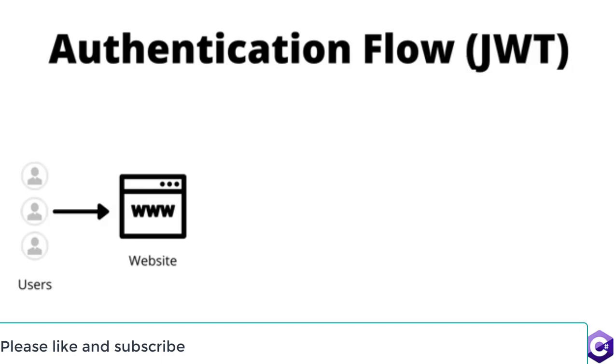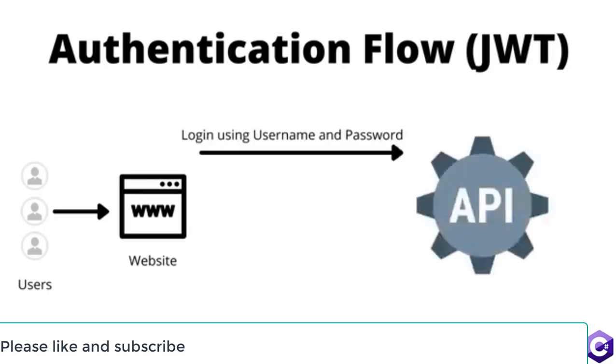In our authentication flow, users will come to a website that wants to talk to our API. The users will type in their username and password using a login form, and the website will send this information to the API. The API will check the username and password, and if this information is correct, it will generate a JWT token for the website user.